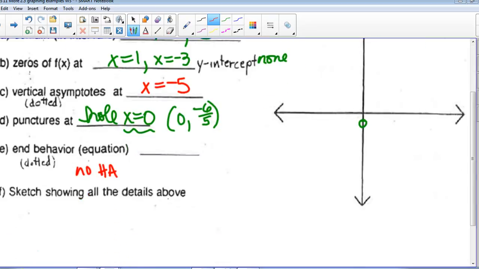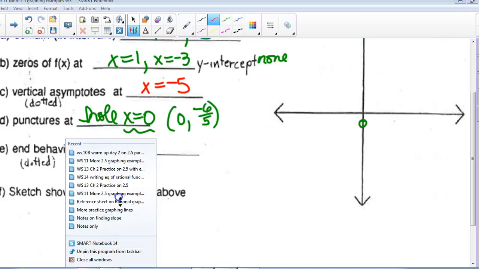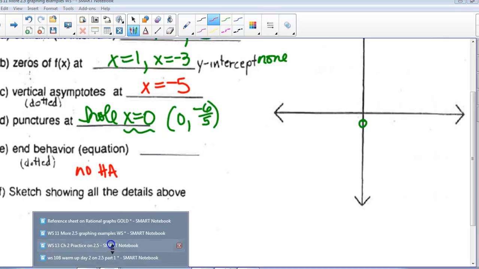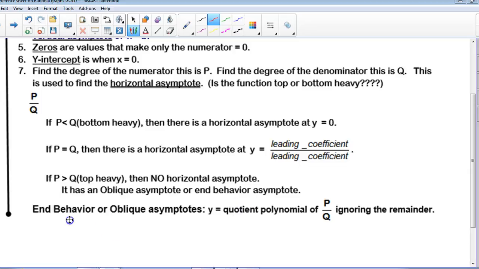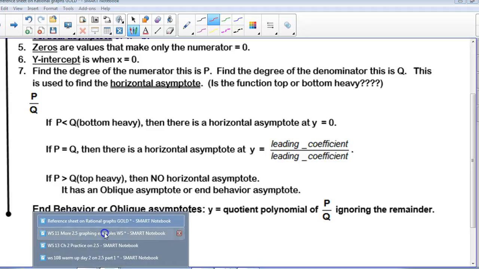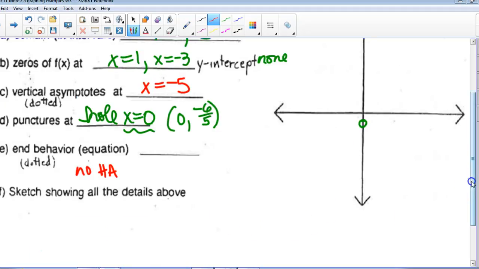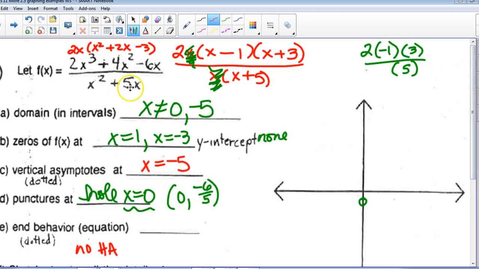Guys, if you look on the gold sheet, look at the bottom. End behavior or oblique asymptotes occur when you take y equals the quotient that you get when you divide p by q, ignoring the remainder. You could do this one 2 ways. The hard way would be long division from the beginning. The easier way is, once we've factored that x out and it's gone, we can do synthetic division.